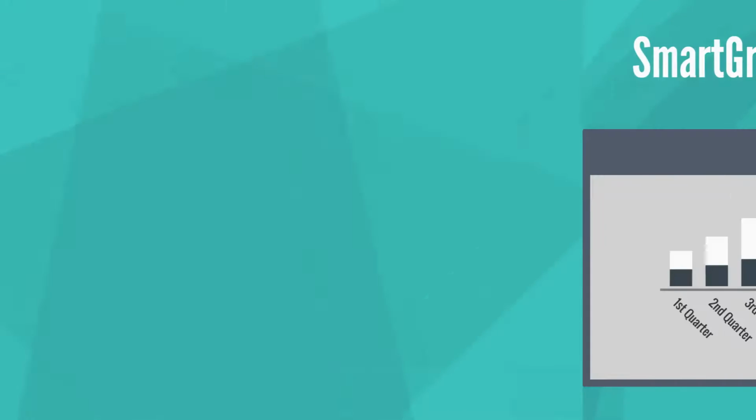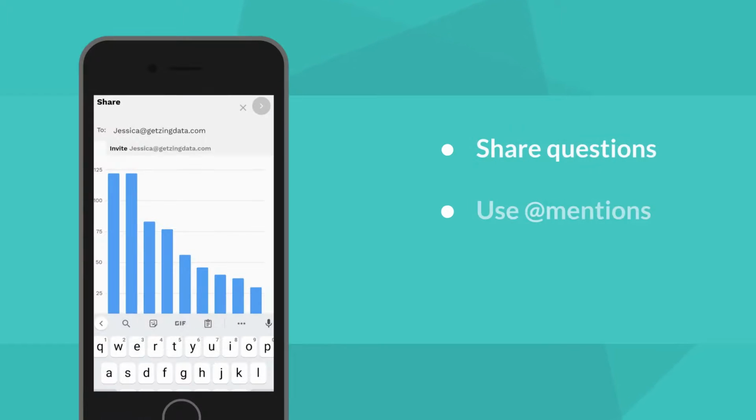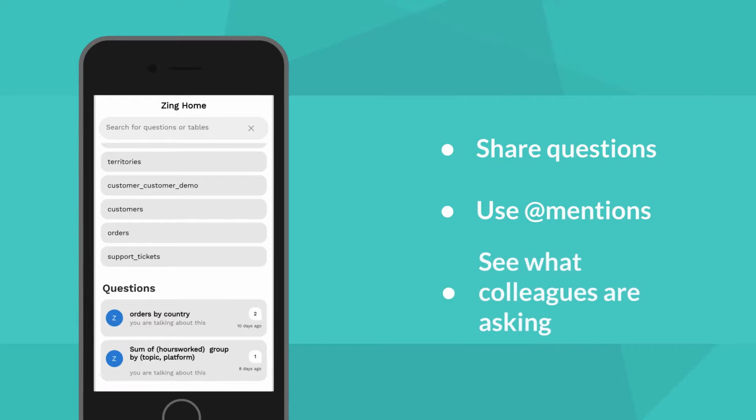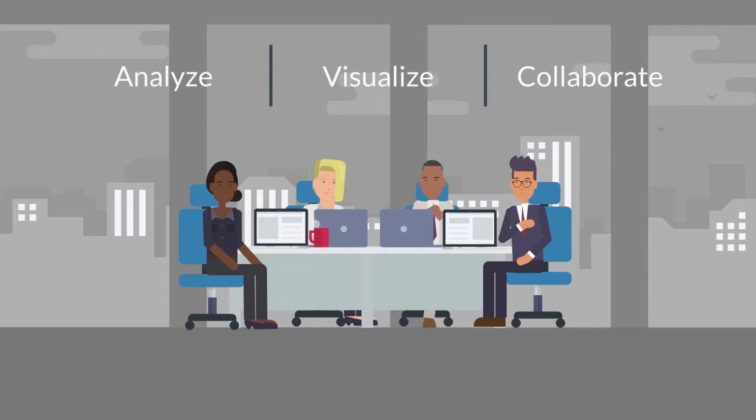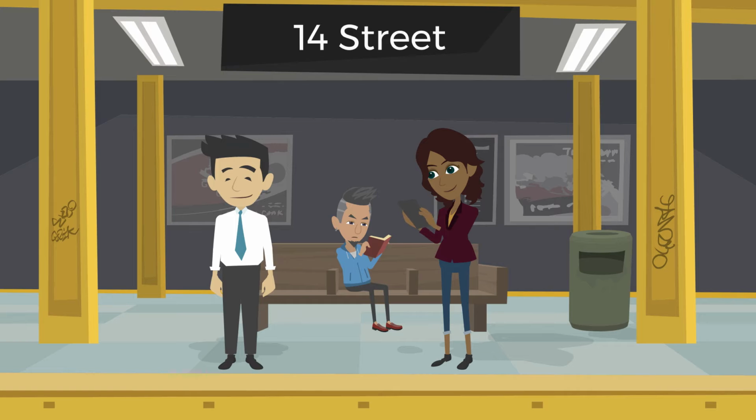From there, you can share questions with your colleagues, use app mentions to pull specific teammates into the conversation, or see what questions your colleagues are asking with shared questions within the app. Zing makes analyzing, visualizing, and collaborating around data easier than ever, from anywhere.